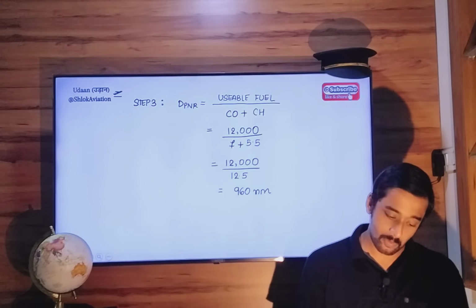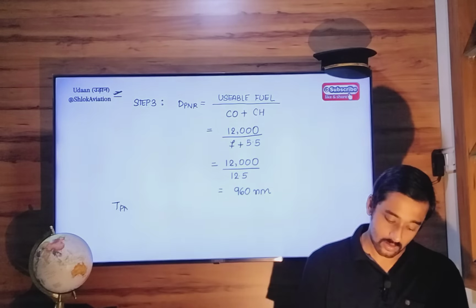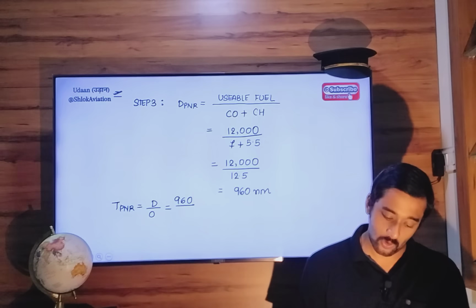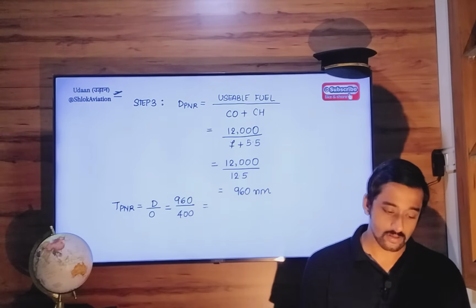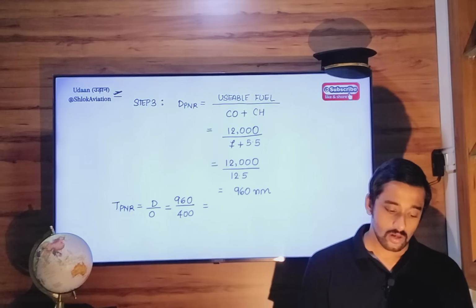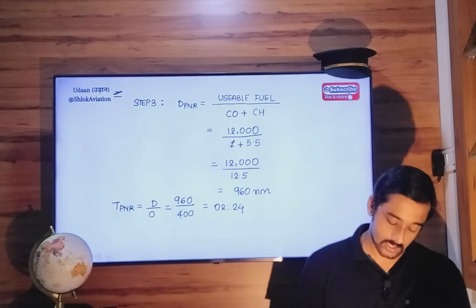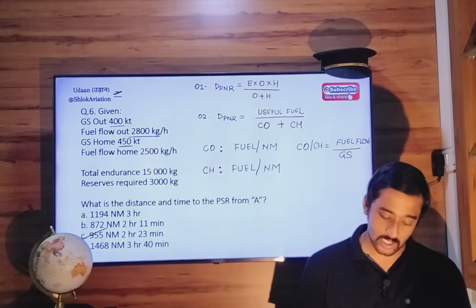Let's find time to PNR. That is distance to PNR divided by outbound speed. So 960 divided by outbound speed, which is 400, is 2 hours 24 minutes. So the closest option is option C.